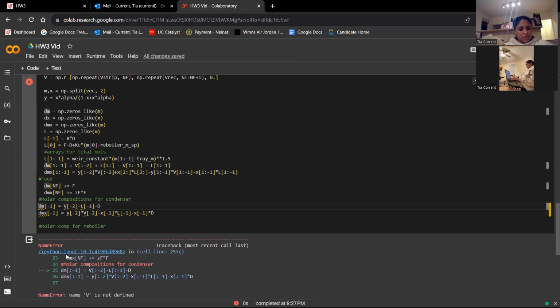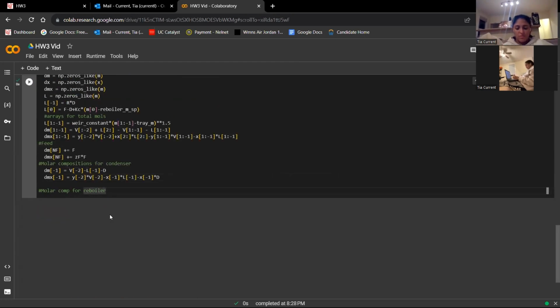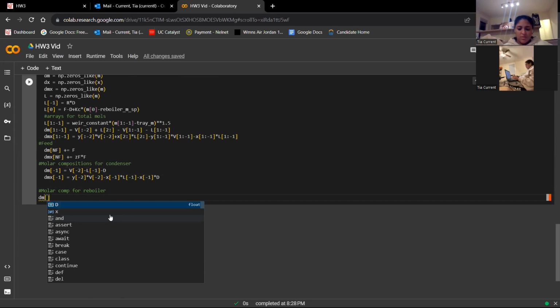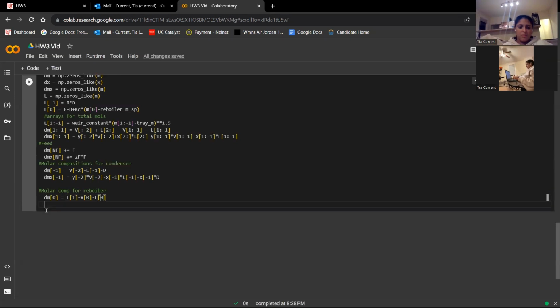I figured out my problem, guys. I didn't tab things over, so it didn't recognize it. I feel silly. Okay, and now run it. It works. So now we're going to do the molar composition for the reboiler with my 3 minutes and 45 seconds left. 0 is equal to L1 in the bracket minus V bracket 0 minus L bracket 0. Okay.